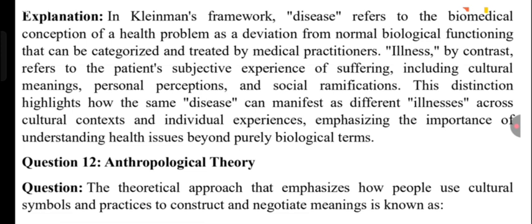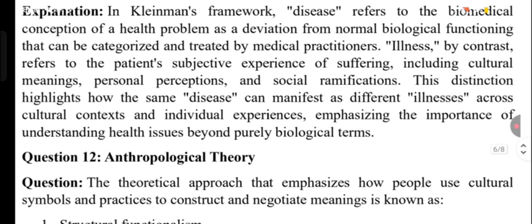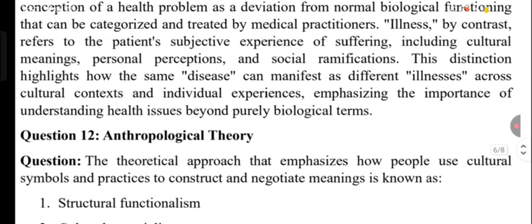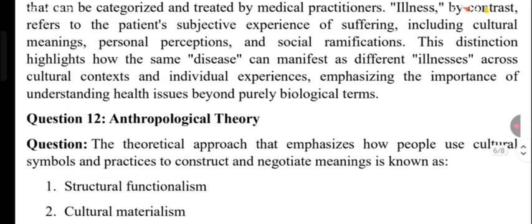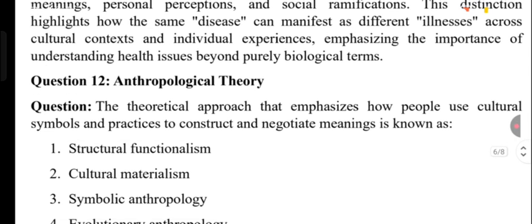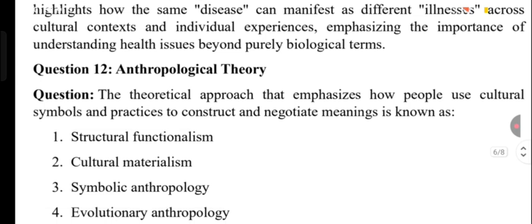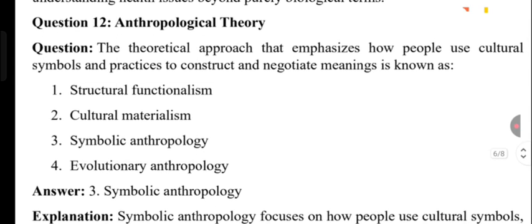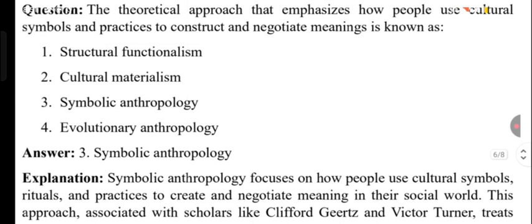Next question, again from anthropological theory. The theoretical approach that emphasizes how people use cultural symbols and practices to construct and negotiate meanings is known as structural functionalism, cultural materialism, symbolic anthropology, evolutionary anthropology. So the right option is symbolic anthropology. So what is symbolic anthropology?